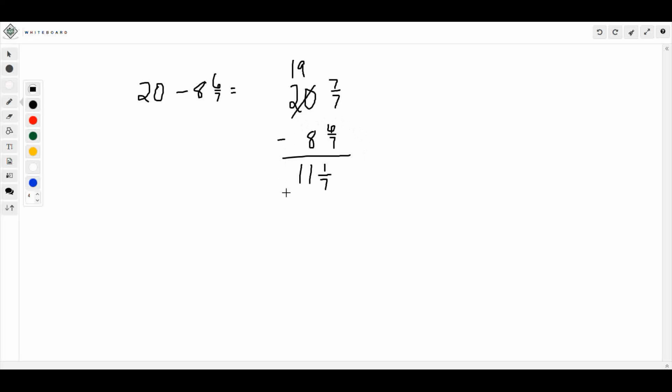Okay? Now, just think of it like this. If you take 11 and you add 8 to it, what do you get? 19, right? Okay? And then 6 plus 1 would give you 7/7, right? So if you added these two things, you're going to get 19 7/7. It's just like regular addition.